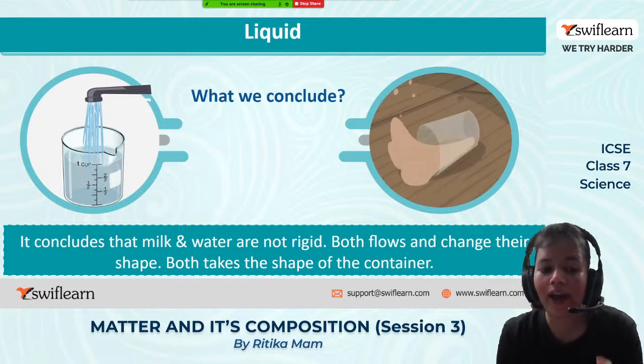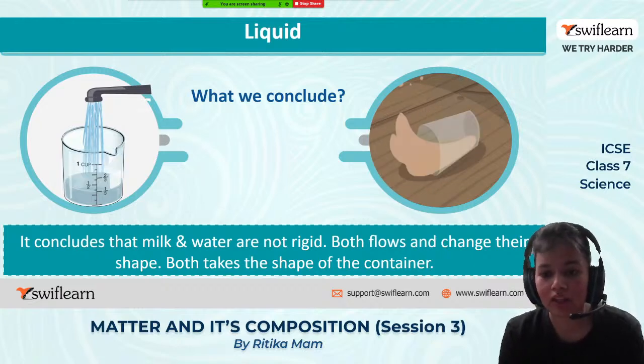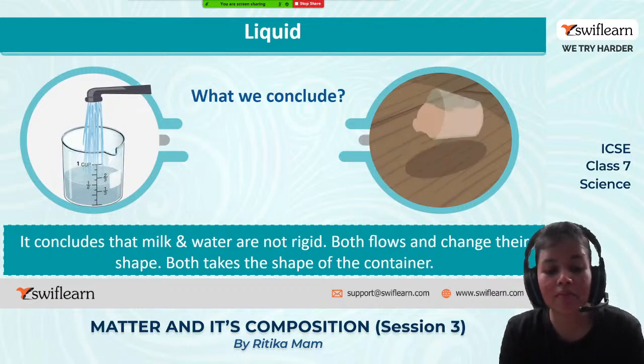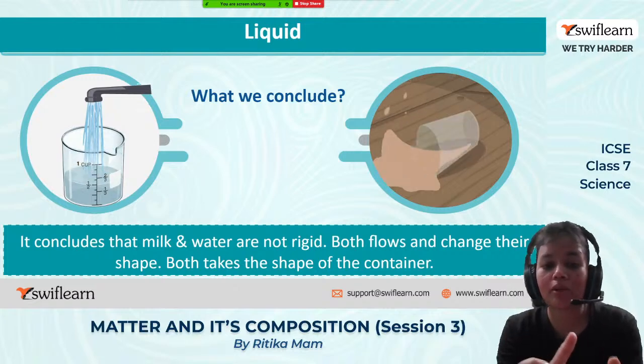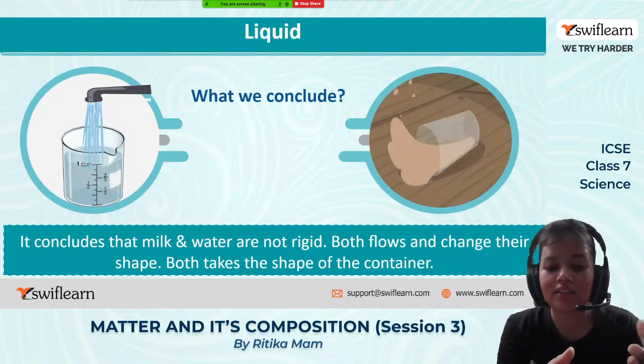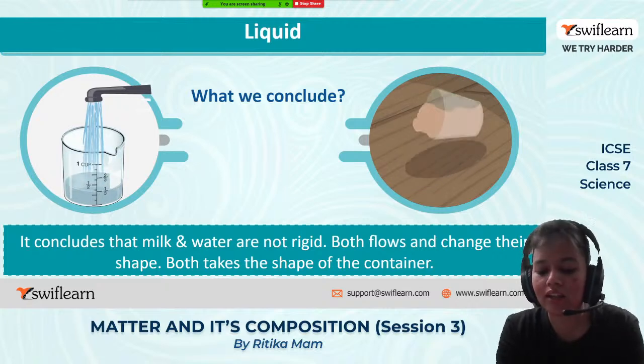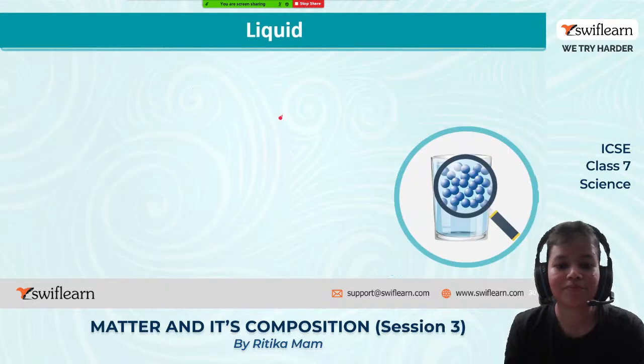They flow and they can change their shape. And how do they change their shape? They take the shape of the container. वो जिस भी कंटेनर में पोर किए जाते हैं, उस कंटेनर का शेप ऑक्यूपाई कर लेते हैं. I think this is very clear to all of you.